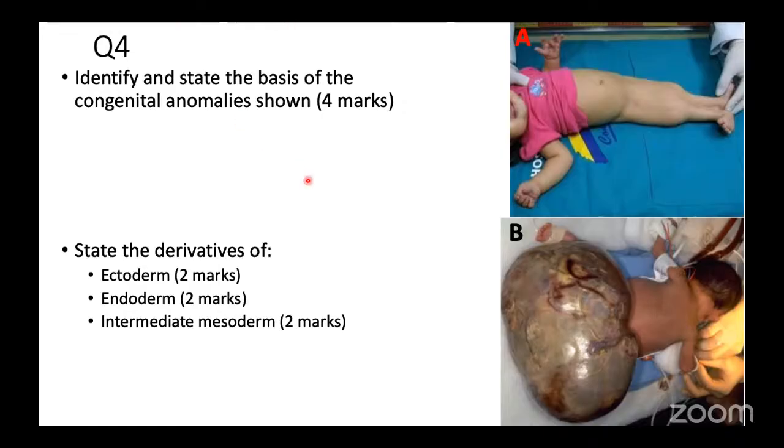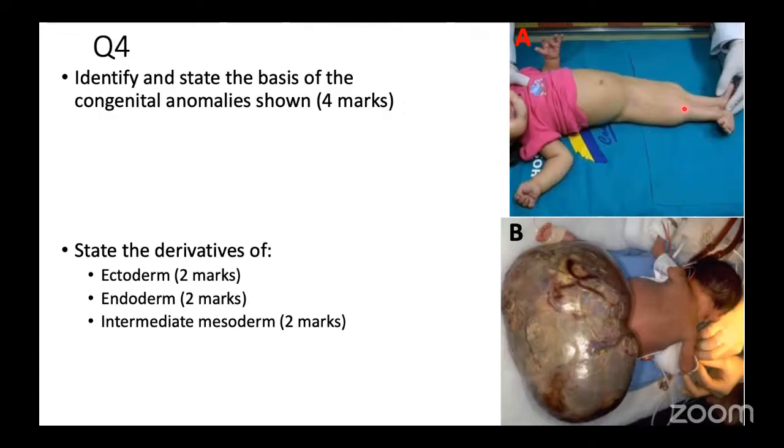Okay, so let's look at the answers. But A, identify and state the basis of the anomaly shown. So on this one, you can see the problem is in the lower part of the body. You see fusion of the limbs, and this is what we call sirenomelia or caudal dysgenesis. Okay, so this is as a result of failure or insufficient mesoderm in the lower half of the body.